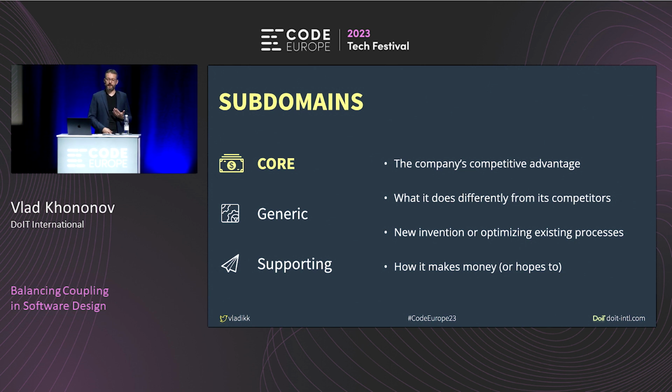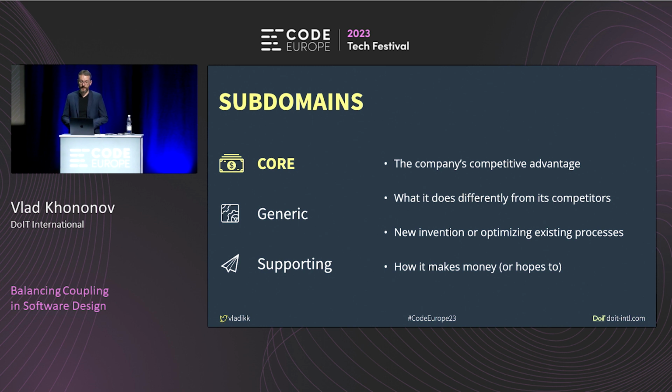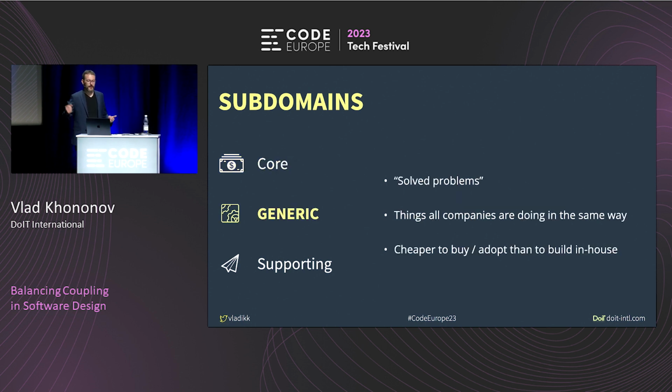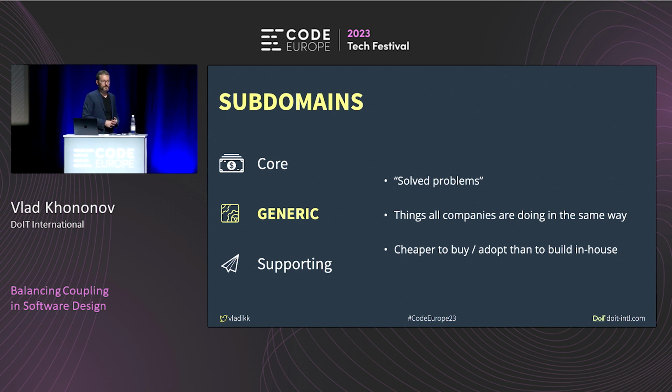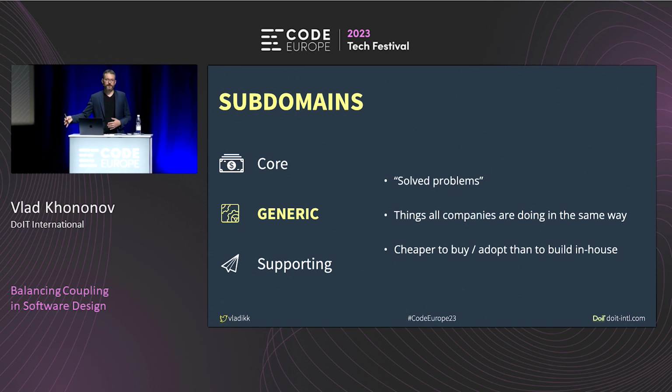Core is all about the company's competitive advantage. These are inventions, optimizations, or intellectual properties that differentiate the company from its competitors. This is how the company is making its money. On the other hand, generic subdomains are the solved problems. These are functionalities that have accepted solutions that you can just go ahead and use. For example, you can buy an off-the-shelf product, or you can use an open source solution. You'll do it and your competitors are going to do it, so there's no business differentiation there.